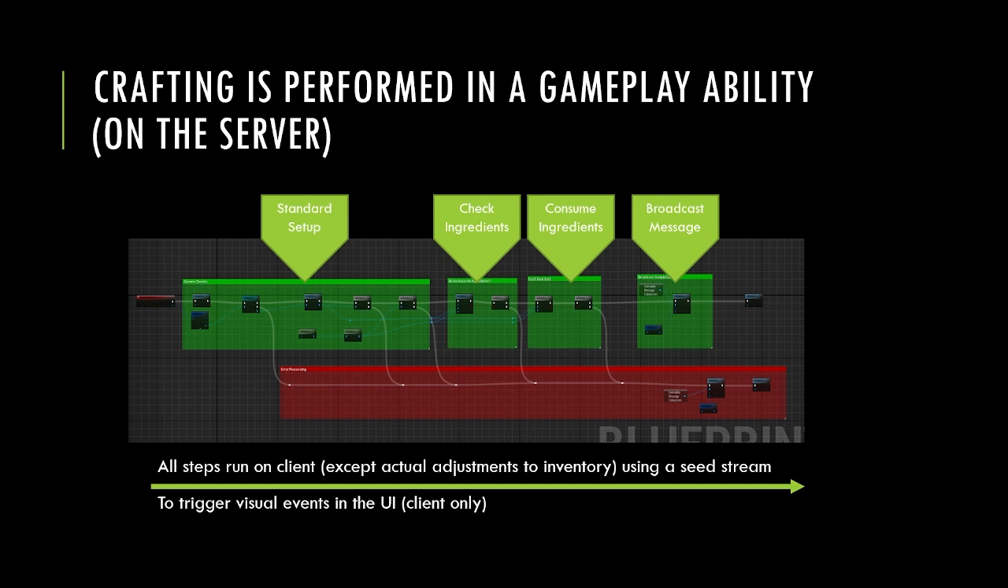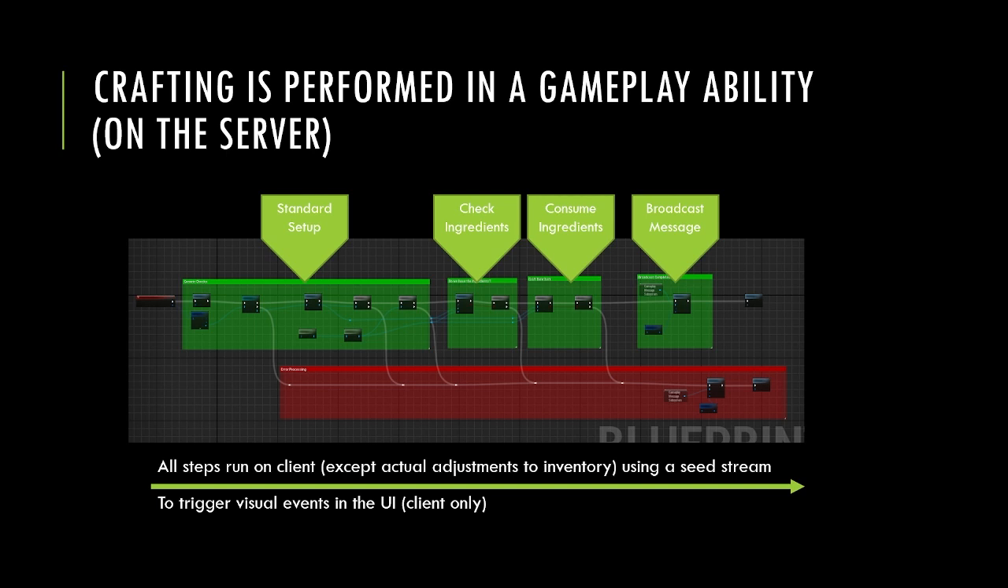But it's important to know that the gameplay ability runs all activities on the client and on the server. The server is the authoritative one, which actually makes the changes to your inventory, and if there are discrepancies, will overwrite the client inventory. So there are 4 basic steps in that ability. One is our standard setup where we're just checking that everything is valid before proceeding. We then go through a routine where we check to make sure you have all the appropriate ingredients.